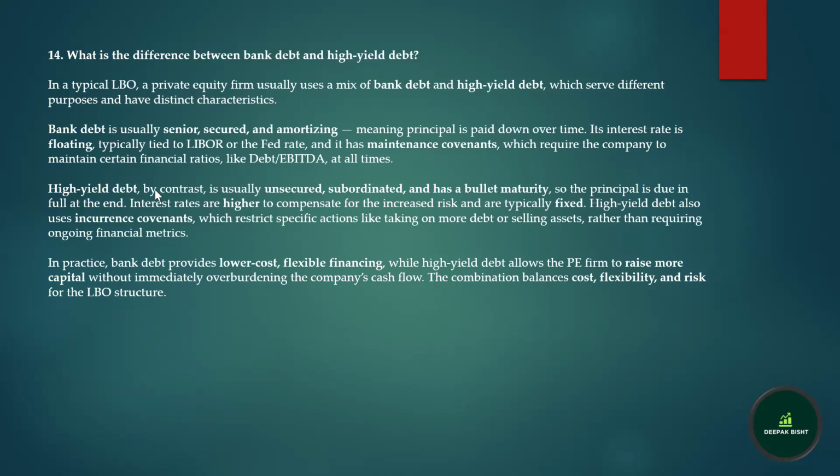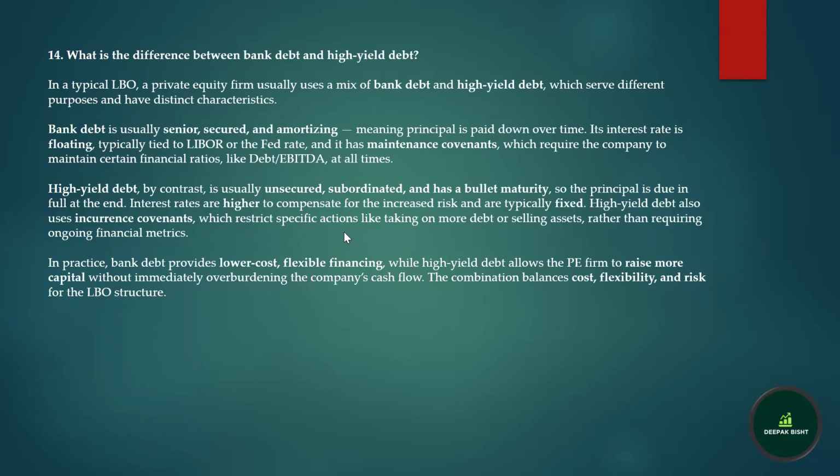And a high yield debt generally has a bullet maturity, meaning the principal is due in full at the maturity date, which is typically 5 to 10 years from issuance. There is no requirement for regular principal payments, so the company will need to either refinance or repay the debt in full when it matures. So this structure can be riskier for borrowers, especially if the company's cash flow or market conditions change.